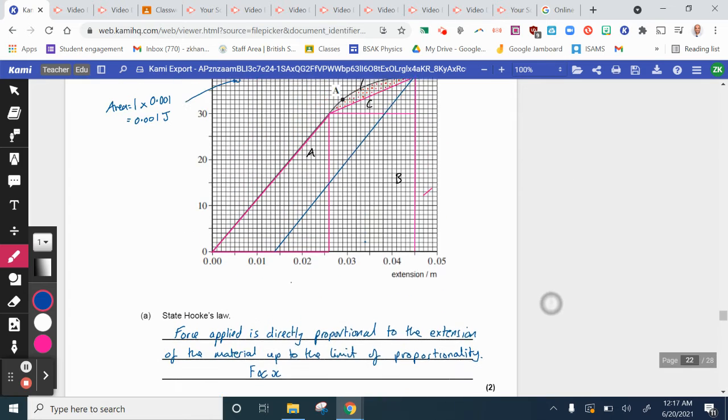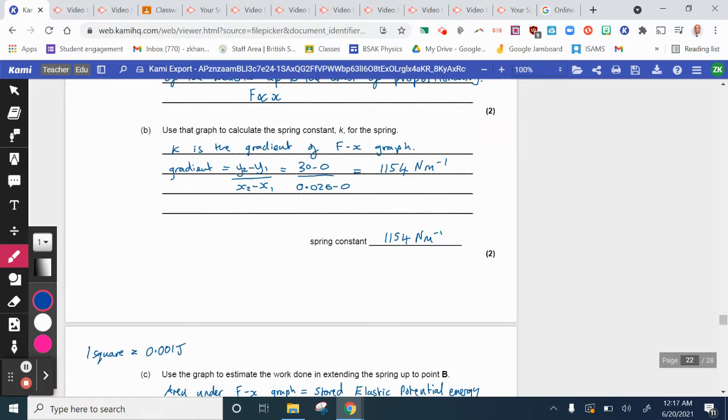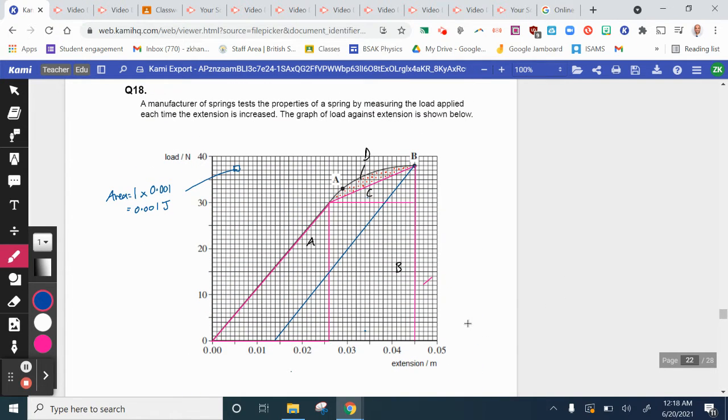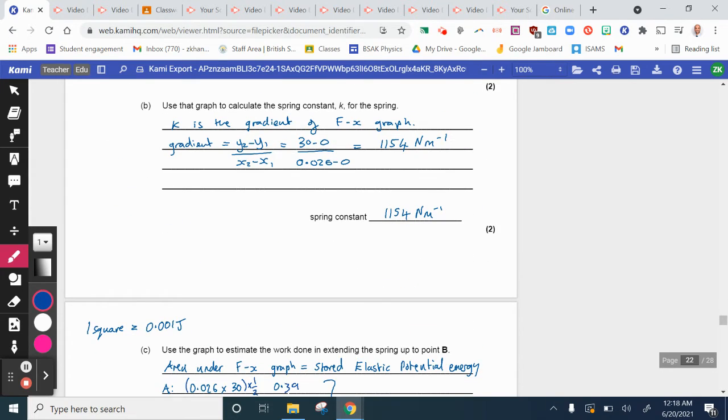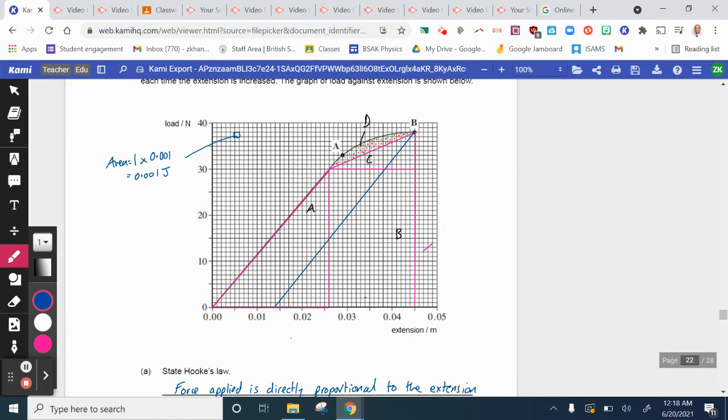So I've used the two coordinate points here, that one point there and that one point there, and that's 30 and 0.026, and that gives us 1154, and the unit is newtons per meter, as we are doing newtons divided by meters. So to 3 sig figs, that will be 1150 newtons per meter.